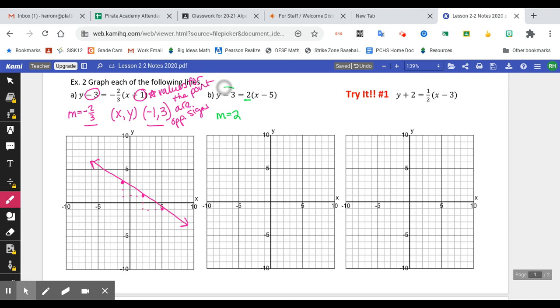And then again, if I'm going to use these two for points, that means opposite signs. So +5 and +3. So +5, 3 would be right 5, up 3, put a point. And my slope is 2, which is 2/1. So up 2, right 1, up 2, right 1. You can put as many points as you want and then draw on your line. Okay, so pause and you try one.